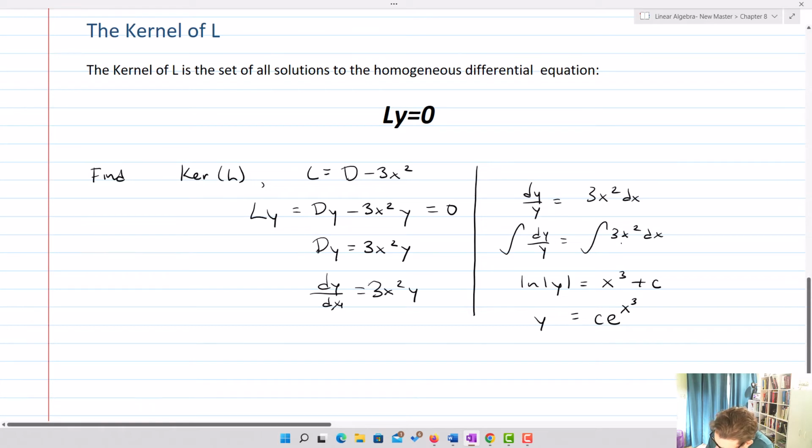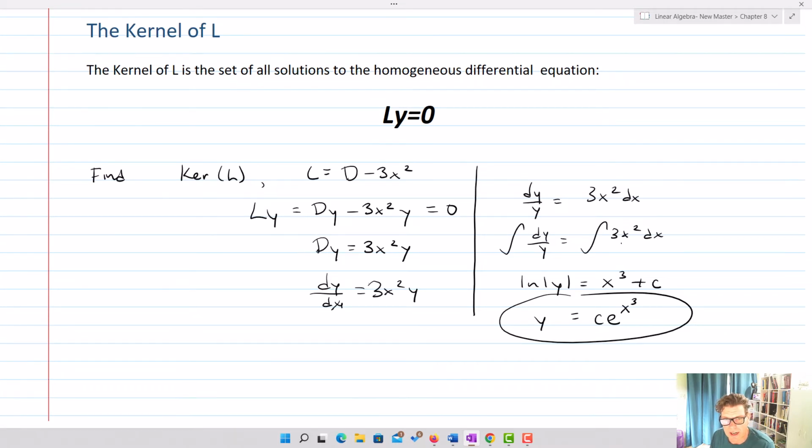Remember that e to the c is just a constant. Using our rules of powers, we can just bring it over to the front. And that's the set of all equations that are in the kernel of L.